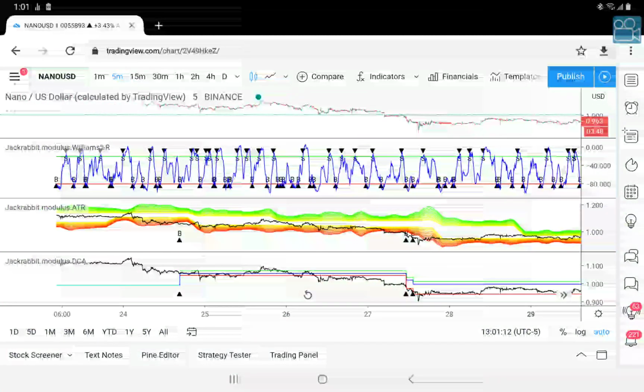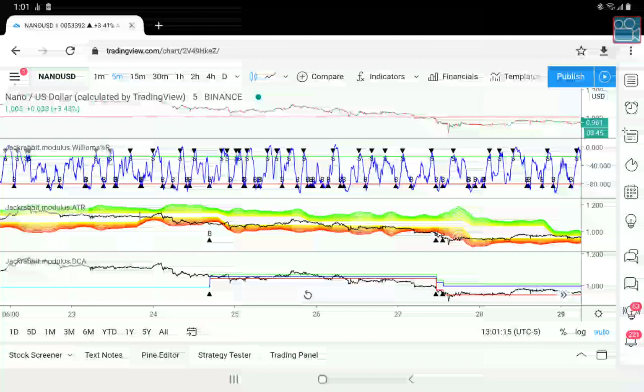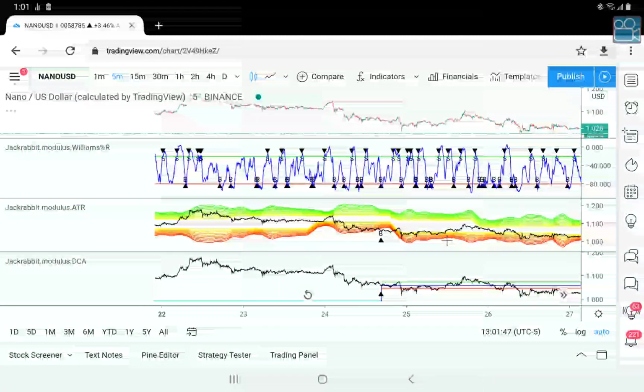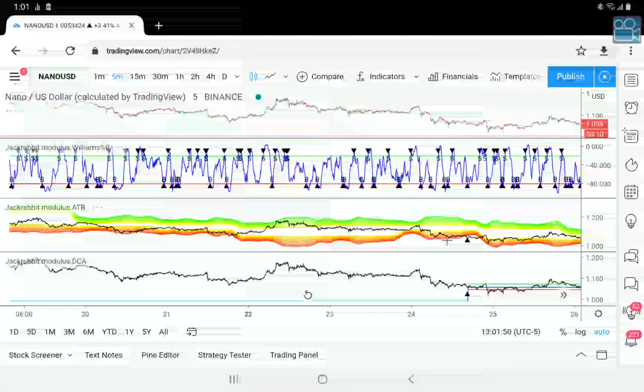For example, we go all the way back to the beginning. Dollar cost averaging did less purchases, but profit-wise, ATR and Williams did better overall, even though it made 2 or 3 extra purchases. And you'll notice that the limit of ATR is very small. It really did not go above an extreme number of purchased positions. So let's come back here.